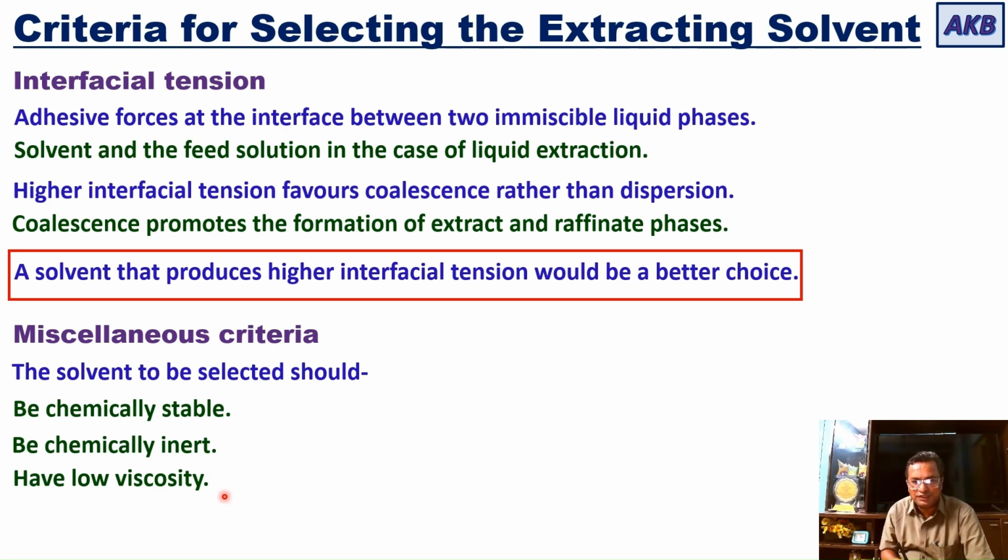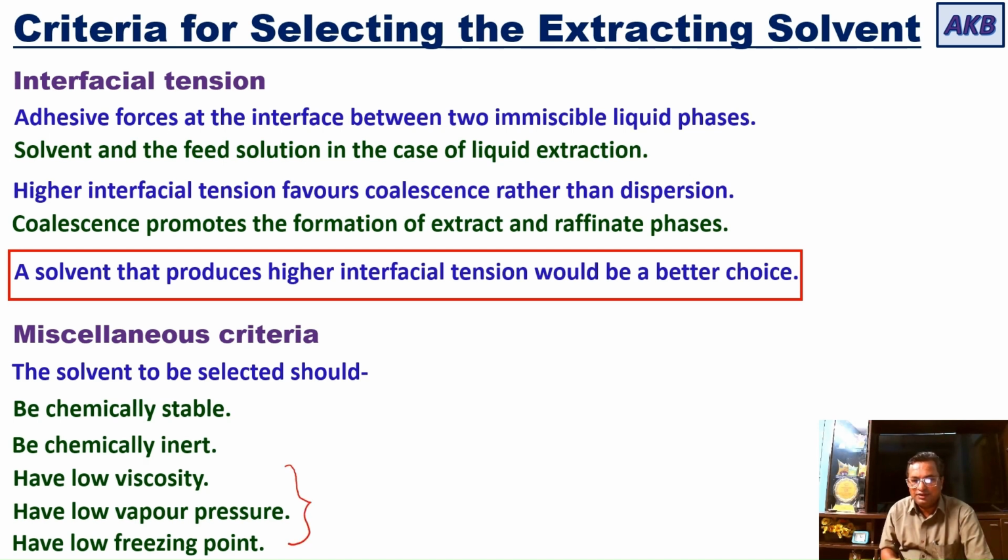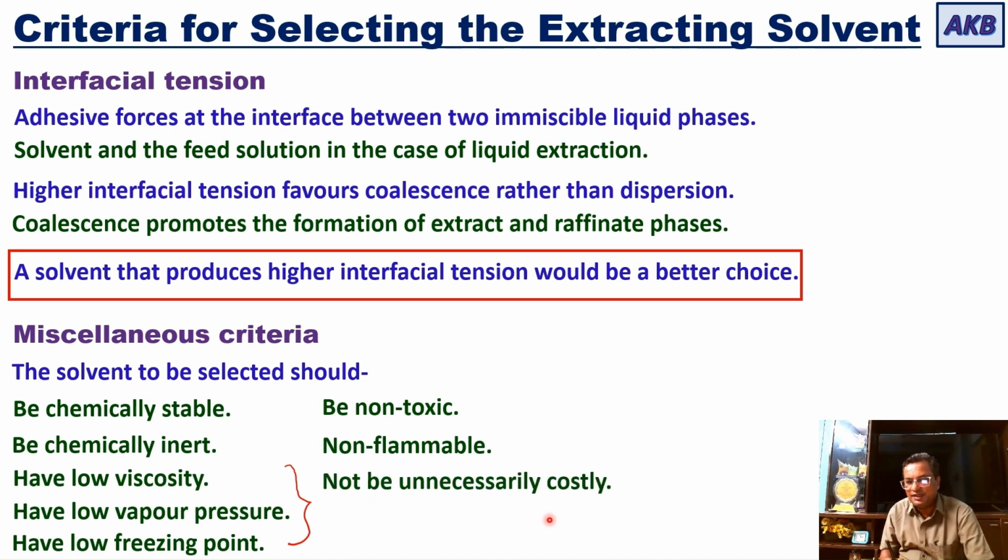It should have low viscosity. It should have low vapor pressure. It should have low freezing point, because all these are necessary for easier handling and storage of the solvent. The solvent should be non-toxic. It should be non-flammable. It should not be unnecessarily costly. So these miscellaneous criteria also have to be considered while making a choice for the extracting solvent.